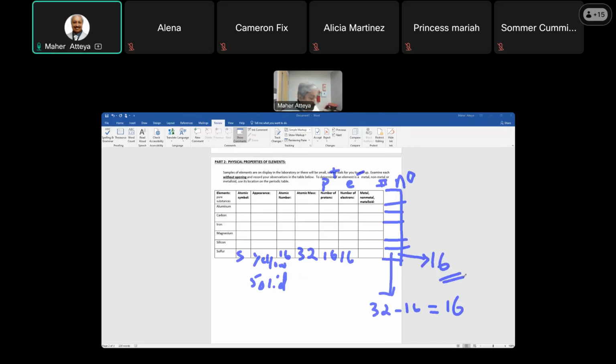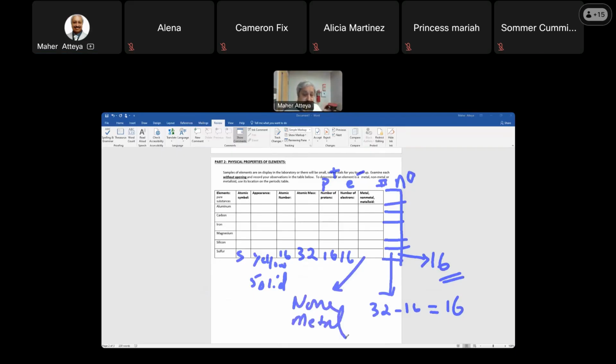Now I have to look into the periodic table again. Is sulfur a metal, non-metal, or metalloid? What does it say there? The periodic table here I'm showing. Is it a metal, non-metal, or metalloid? It is non-metal. So here it is, sulfur is non-metal.